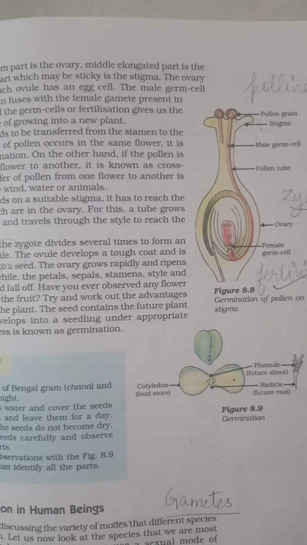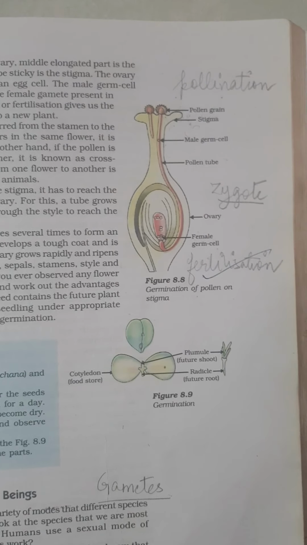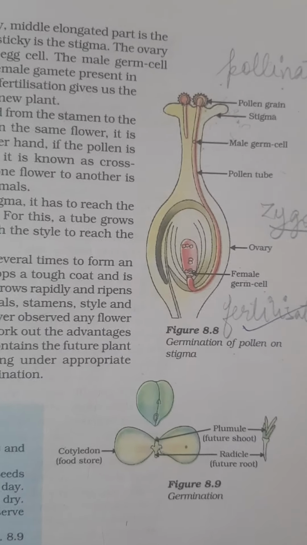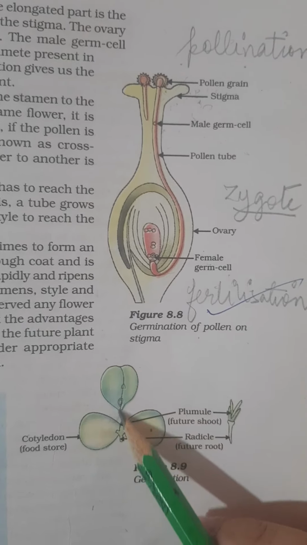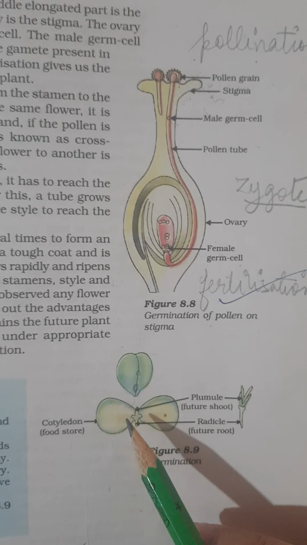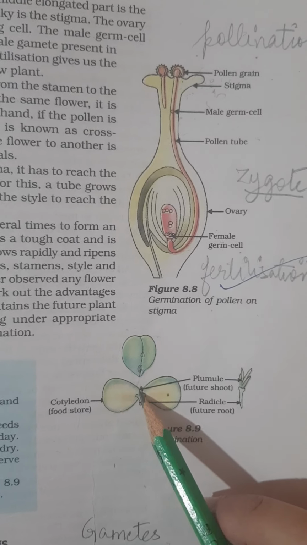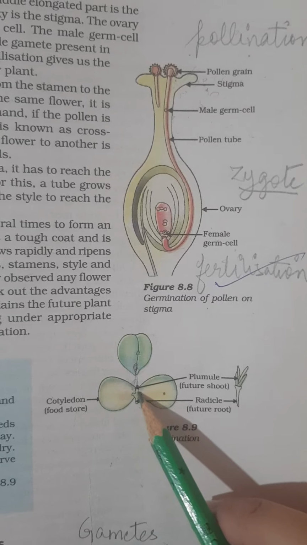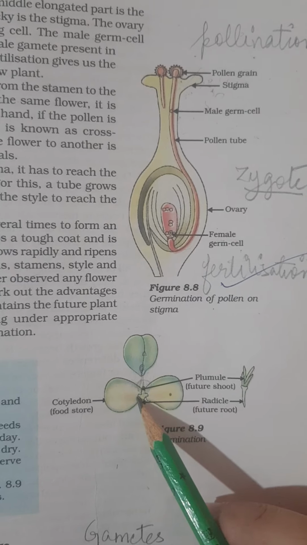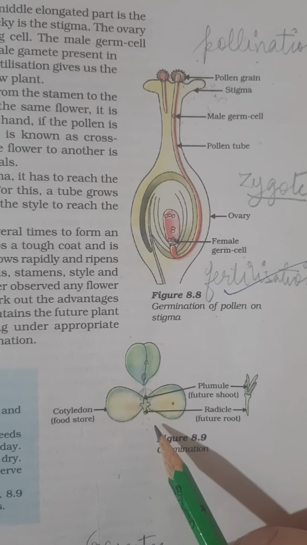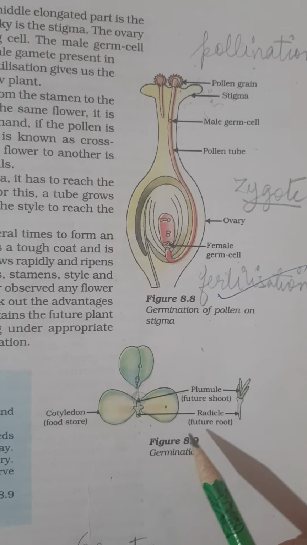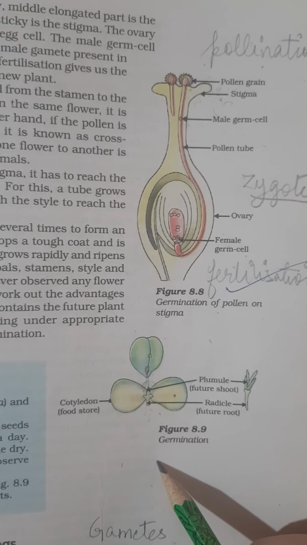Now we will see what happens once the end products of sexual reproduction, that is fruit and seed, are formed. Again, I'm zooming in. This is one seed which is shown over here. The cotyledon stores the food for helping the seed to germinate. We can see over here one slight protuberance. So the future shoot or plumule is formed and the future root, that is the radicle, will be formed. Point to remember: from the plumule, shoots are going to arise through seed germination, and from the radicle, the future root is going to arise.